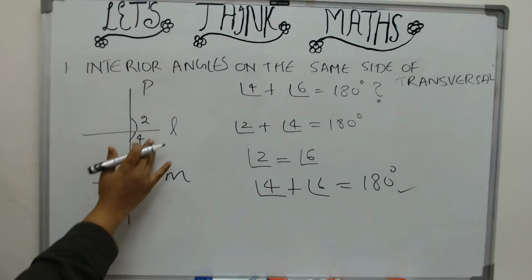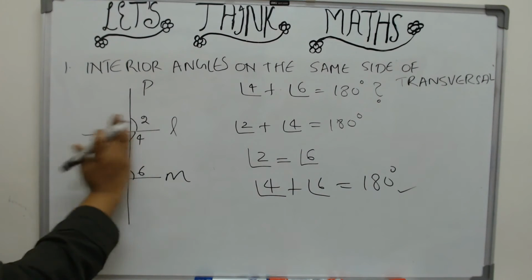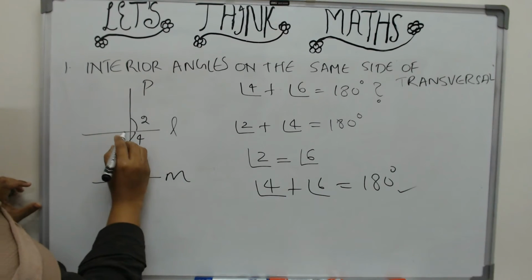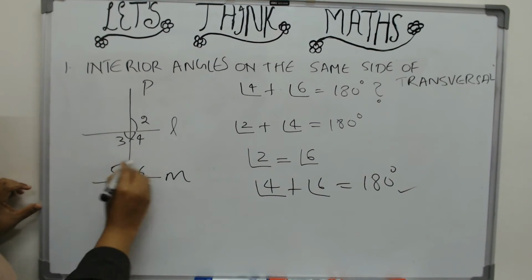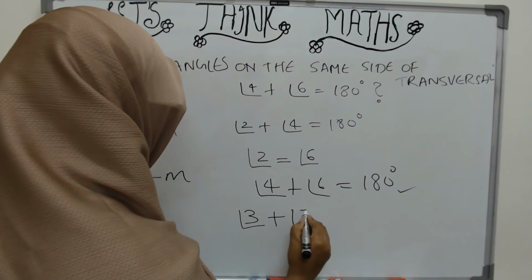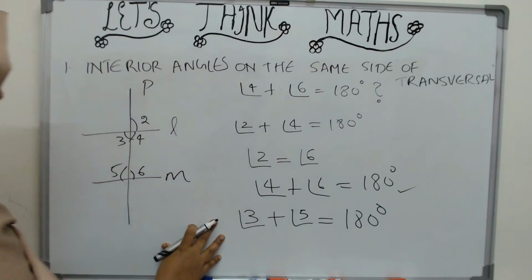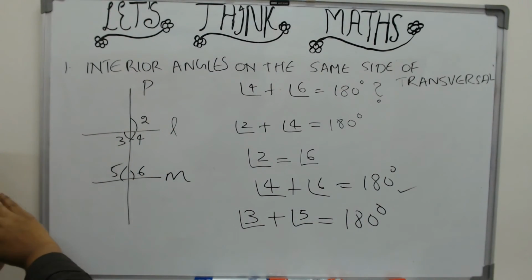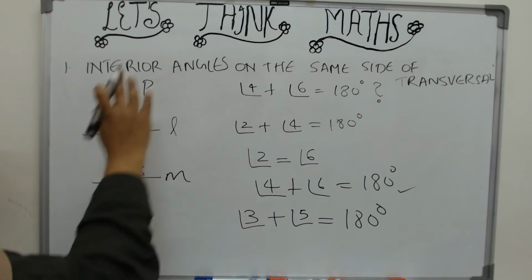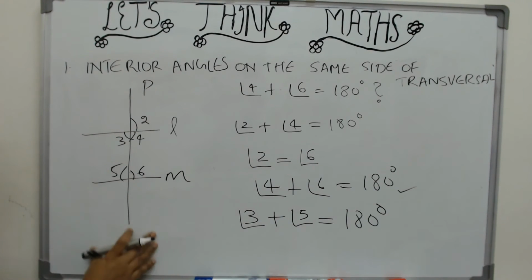It is not just for 4 and 6. The other two interior angles on the other side of the transversal, no? 1, 2, 3 and 5. So 3 plus 5 is also equal to 180 degrees. So far we have learnt about so many angles which are equal, and the last one which is supplementary. Now how are we going to use this?